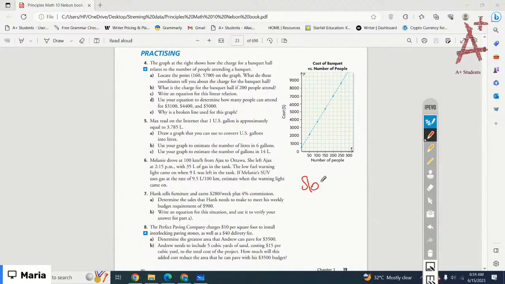The slope is, okay, you can see the number of people are increasing by 50. Got it? The slope is 1625 divided by 50. It would be 32.5. Got it? So the slope for this relation is 32.5.